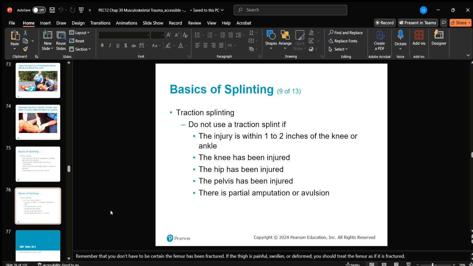All right, do not use a traction splint if they have any knee, hip, or pelvis injuries, like we just talked about before. If there's any type of amputation, and then avulsion. What's an avulsion? You guys remember? Flap of skin. So if you ever see a test question where it talks about a flap, when talking about some type of injury, they're referring to an avulsion.